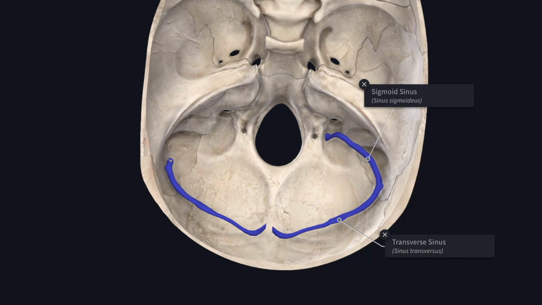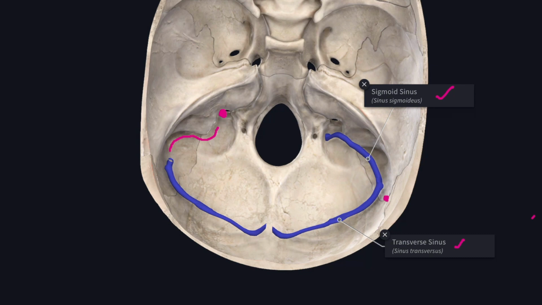The next sinus we'll see is the sigmoid sinus. Each sigmoid sinus begins as a continuation of the transverse sinus, which leaves the tentorium cerebelli at the mastoid angle of the parietal bone. The sigmoid sinus lodges in the S-shaped groove on the mastoid part of the temporal bone and leaves the skull through the posterior compartment of the jugular foramen, where it turns downward and is continuous with the superior bulb of the internal jugular vein.